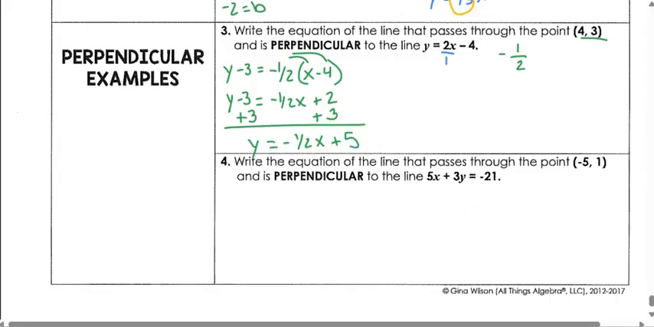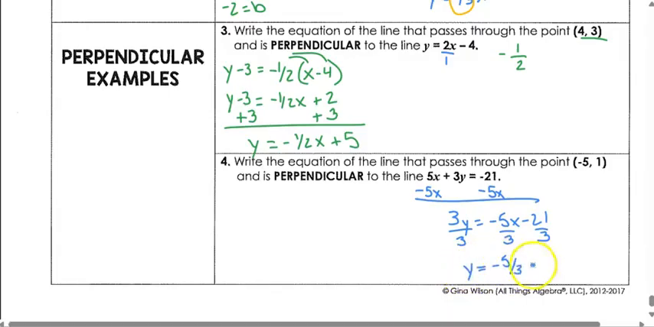Okay, same thing here. This line is not in slope-intercept form, so I have to do that first. I'm going to subtract 5x from both sides. So now 3y = -5x - 21. And then let's divide everything by 3. -5/3 is already simplified, and then -21 divided by 3 is -7. So my slope is -5/3.